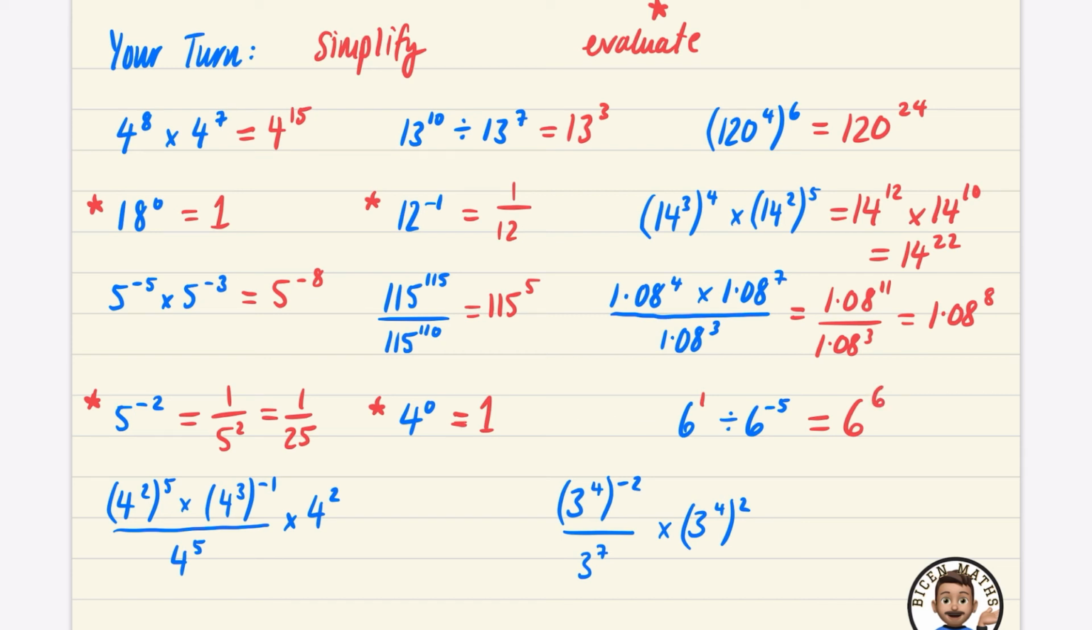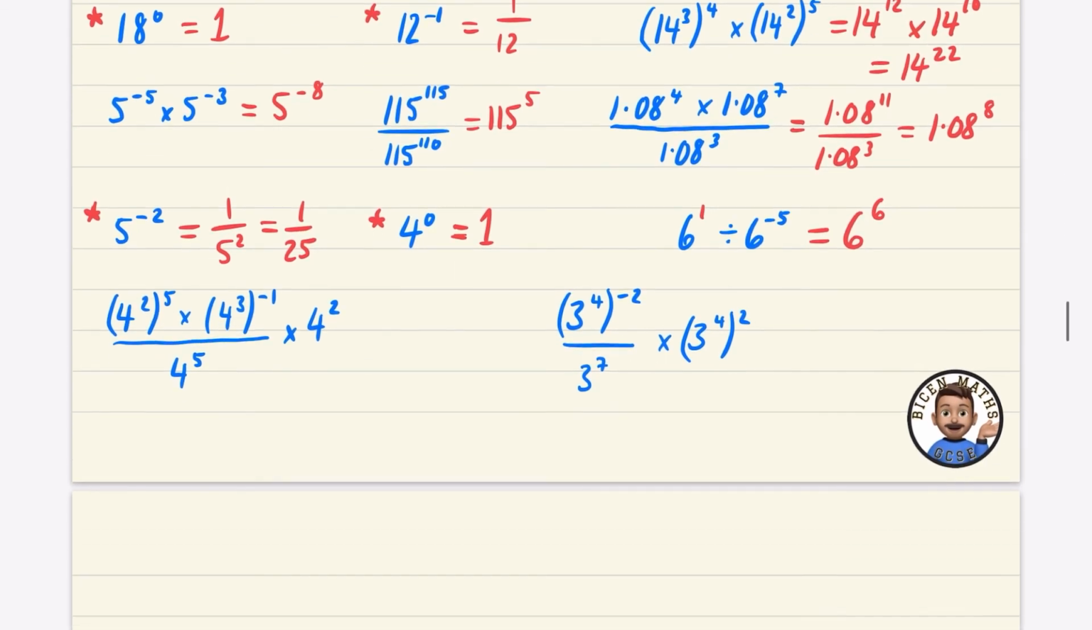One that I've got down here, I've got some bits that need to be dealt with first of all, so I'm going to do that just underneath. So it's going to be 4 to the power of 10 from multiplying those numbers, 4 to the power of minus 3, and 4 to the power of 5 and 4 squared all staying the same. So I'm going to add these together.